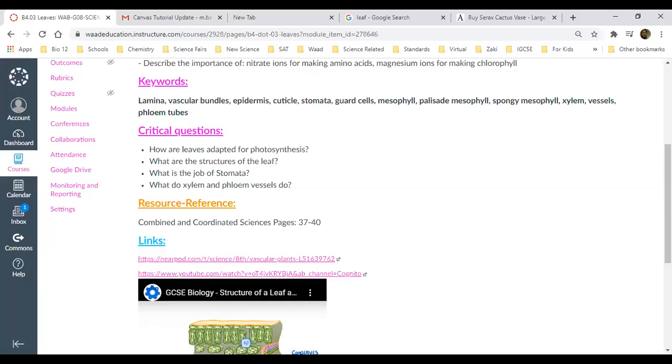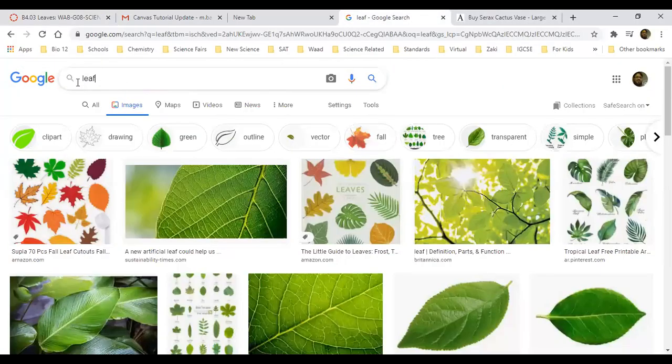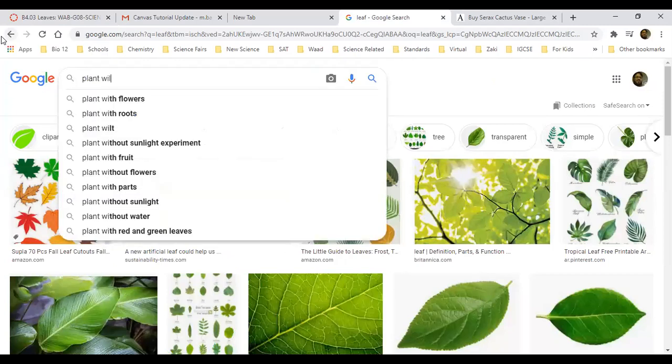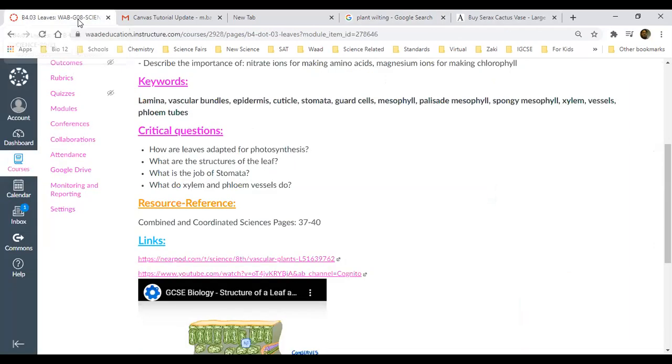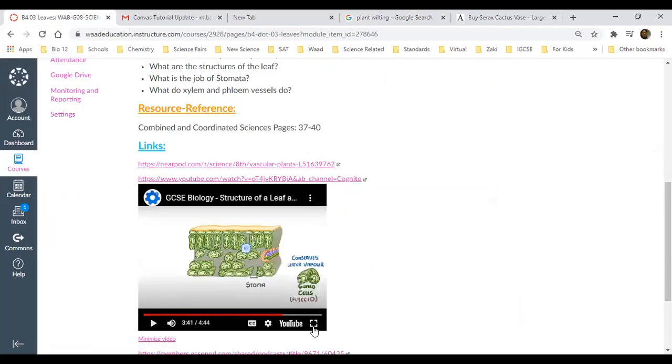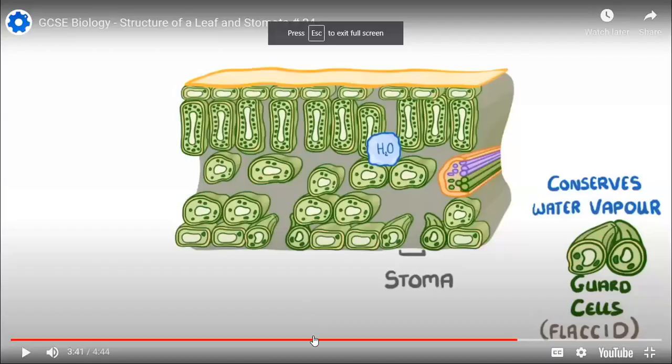No. Okay, let me show you what is wilting. Here's a picture of a plant wilting. Look at this. So like dying. Yes. So once they don't have enough water, they'll close their stomas and still the water will keep on evaporating from them and they'll start dying, wilting. If you give the water, they'll come back to life. Right? Okay. So let's go to the video.